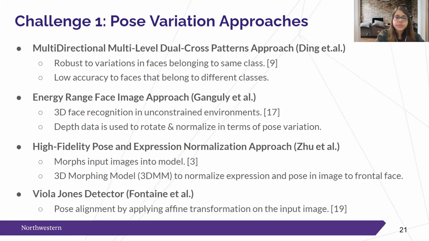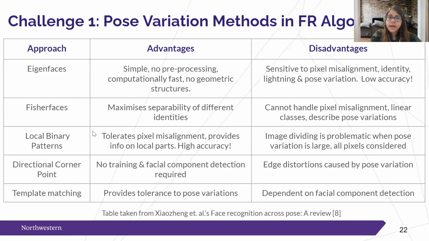Some common approaches employed by researchers for dealing with pose variation invariance are the Viola-Jones detector, which is a very popular and widely known algorithm, the pose and expression normalization approach, and energy range face. These have been studied, and I have detailed more on them in the survey. And here are the advantages and disadvantages of the approaches used.